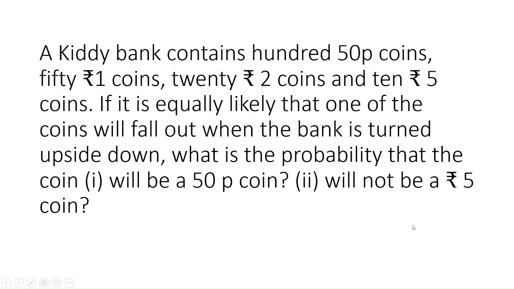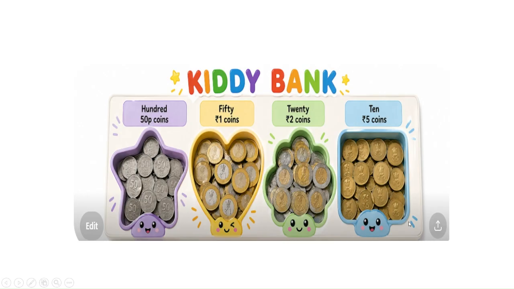Okay, so here we have a kiddy bank in which 100 50 paise coins are there, 50 1 rupee coins, 20 2 rupees coins, and 10 5 rupees coins are there. We need to find out the probability when it is turned upside down, a coin will fall down. So we need to find out the probability if the coin is a 50 paise coin and not a 5 rupees coin. Two events are given here.